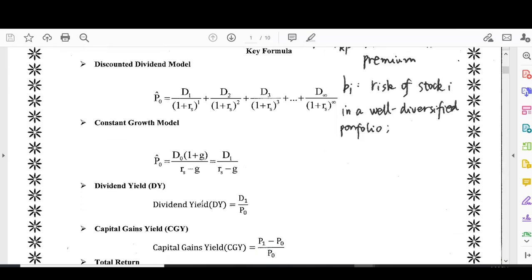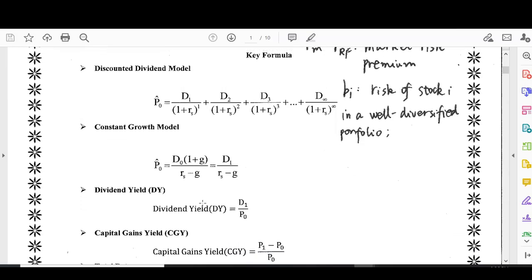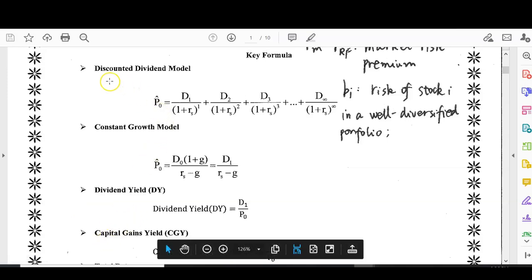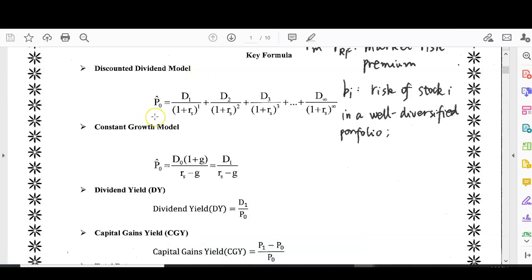So the key formulas for today would be the discounted dividend model. Okay, the first general model where we discount all the dividends we get from the stock, discount them one by one. So we have the stock price P0 hat, estimated stock price. We have the constant growth model version of this discounted dividend model where we have g as the growth rate for all the dividends.